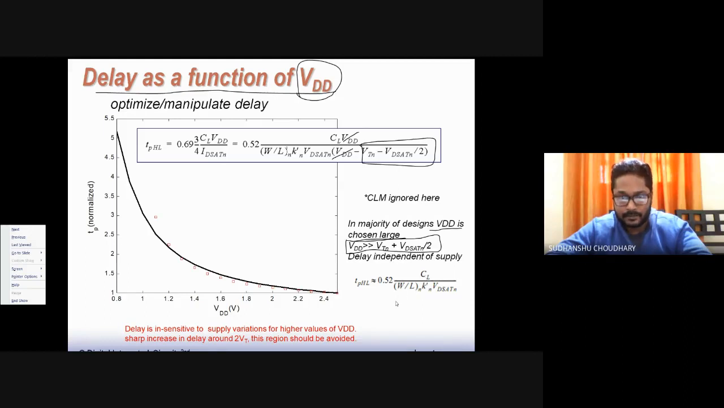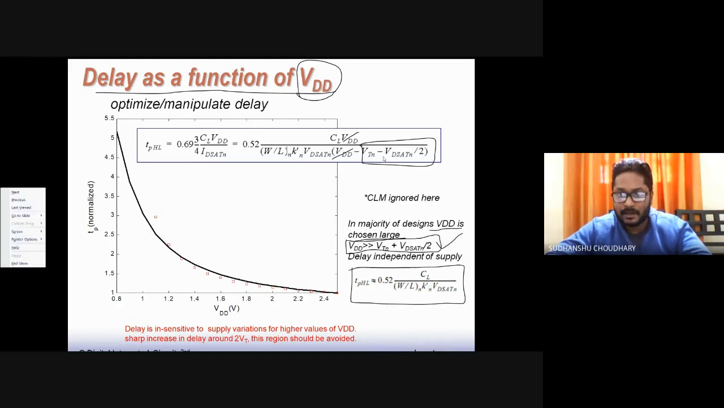So TPHL modifies. If you keep VDD much larger than VTN plus VDSAT_n by 2, which is appearing over here, the total high to low delay becomes independent of VDD. So maybe somewhere around this point you see that increasing VDD has almost negligible change over the delay.